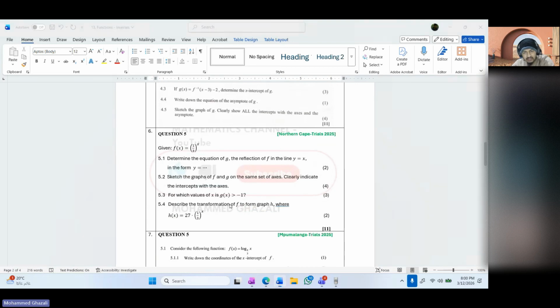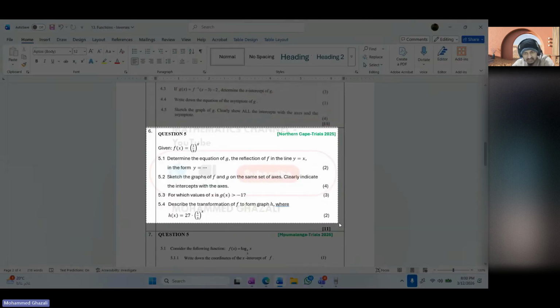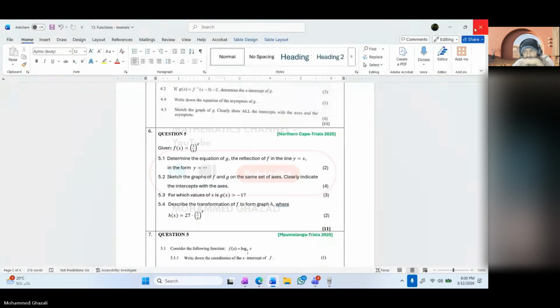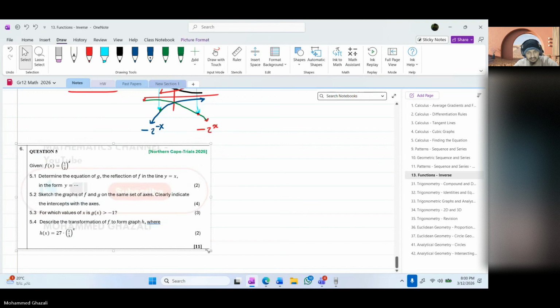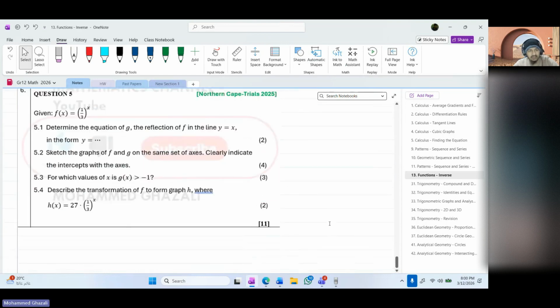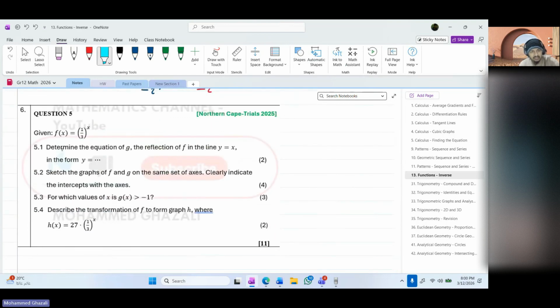Next one is Northern Cape paper. So let's see what they're saying. We have f of x, which is 1/3 to the power x. Determine the equation of g, the reflection. Now remember, 1/3 to the power x is this graph here, decreasing exponential. See how they ask for the reflection of f in the line y equals x. It means inverse function. They want the inverse function.